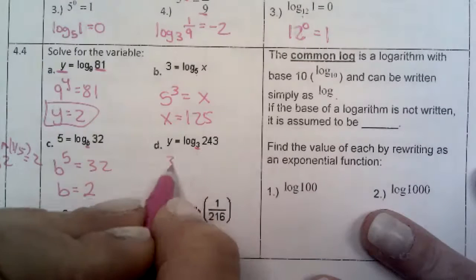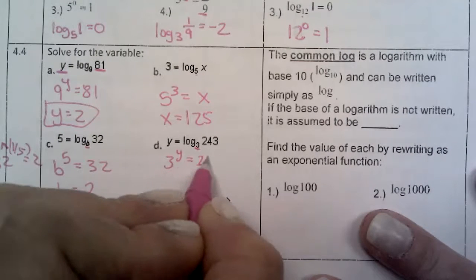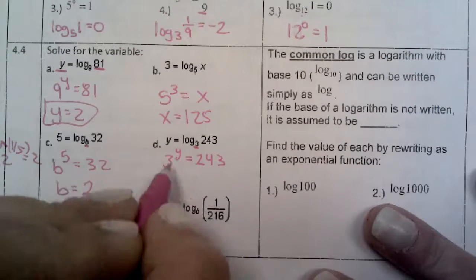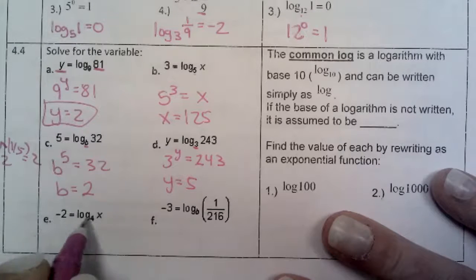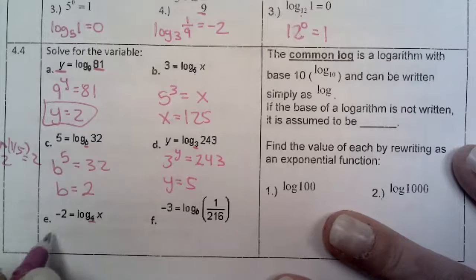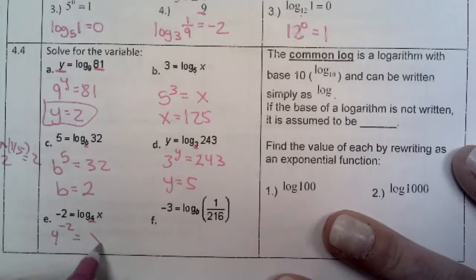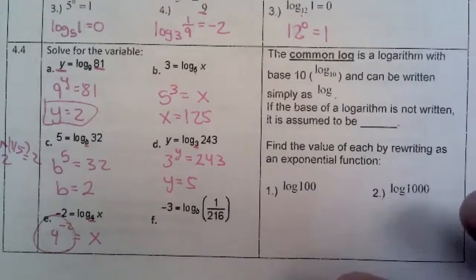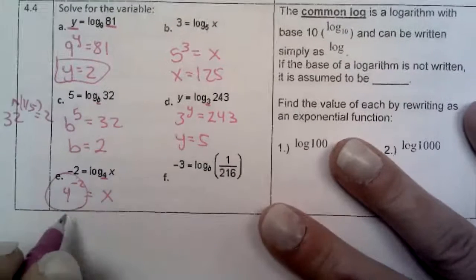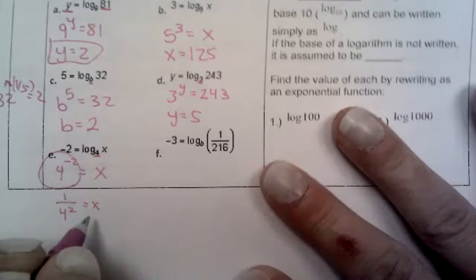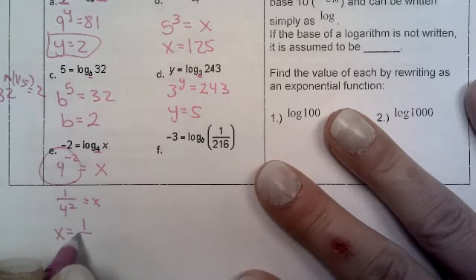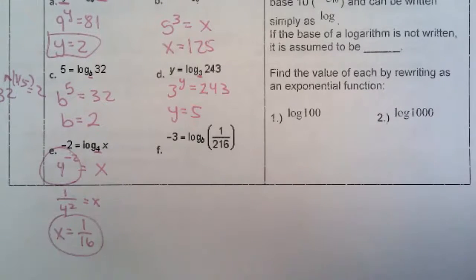Okay, so here I have 3 to the y equals 243. So y equals 5. 3 to the fifth power is 243. Same exact thing here, okay? So I'm going to take 4 to the negative second power equals x, but remember, I don't like negative exponents. So we're going to change that to 1 over 4 squared equals x, which means x has to equal 1 over 16.